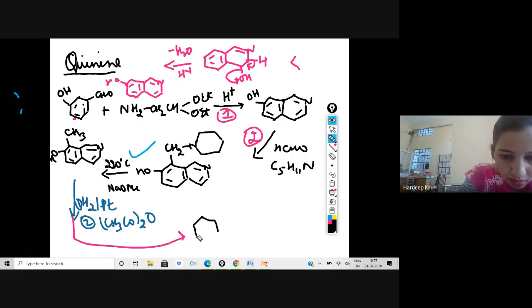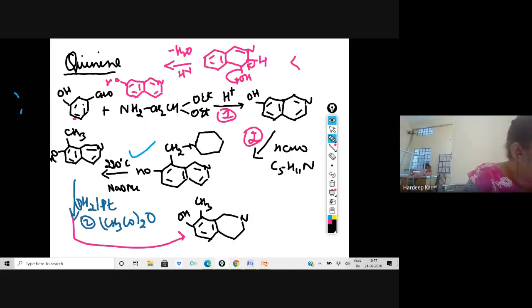So this ring remains as it is, meaning methyl is here and OH is here. Now the reduction occurs in this quinoline ring. So this is converted into piperidine, and the NH which is formed is acetylated with acetic anhydride. So this product is formed. Then again we will do the reduction.